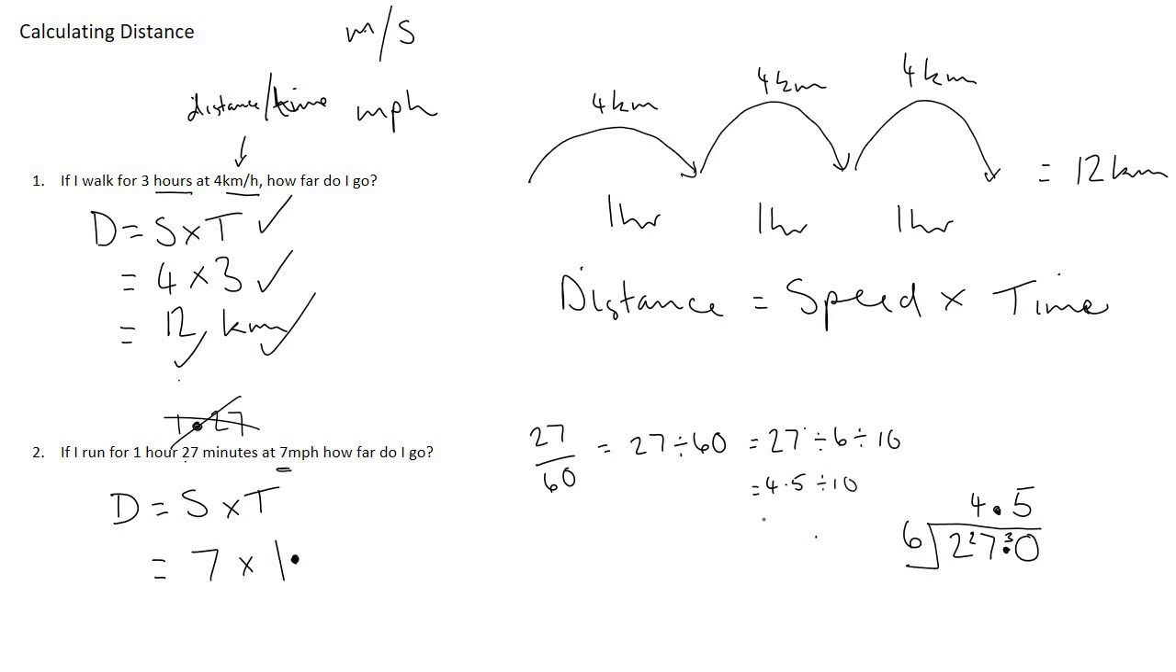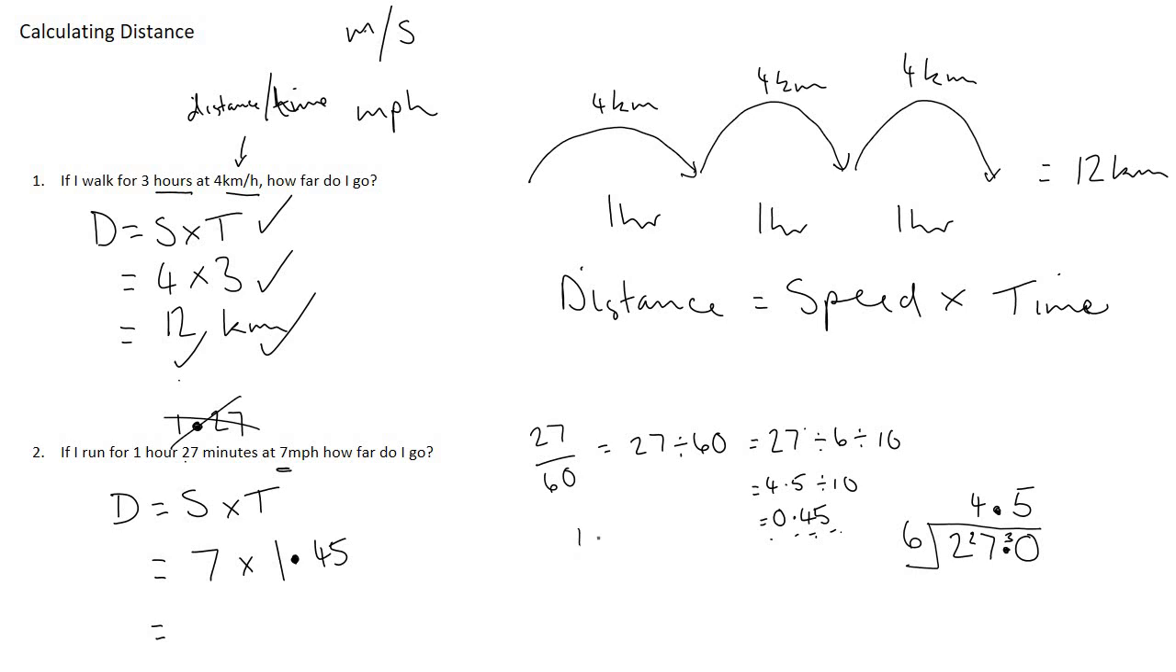Now I need to divide it by 10. Remember, that's just shifting everything one place value smaller. So those 4 units are going to turn into 4 tenths. Those 5 tenths are going to turn into 5 hundredths. So that's my decimal part now. I've got 1 whole hour, 0.45. Okay? Now, again, if you've got your calculator, you can just type that in, no bother.